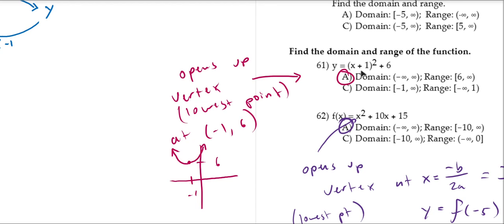Then what is that lowest point? Well, the vertex here is going to be something we've left shifted by 1 and up shifted by 6. So it's going to be at minus 1, 6. That means our lowest point is going to be 6. And our domain, as usual, is all real numbers, because any number we like could be plugged in here. There are no domain restrictions.